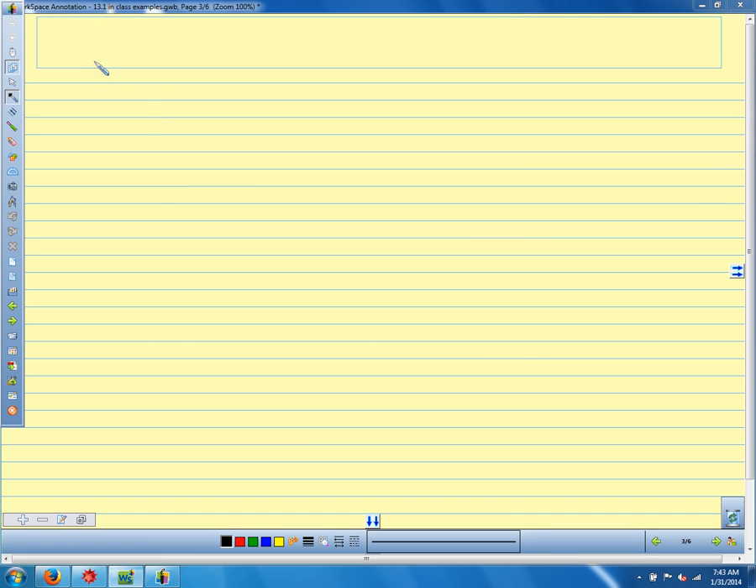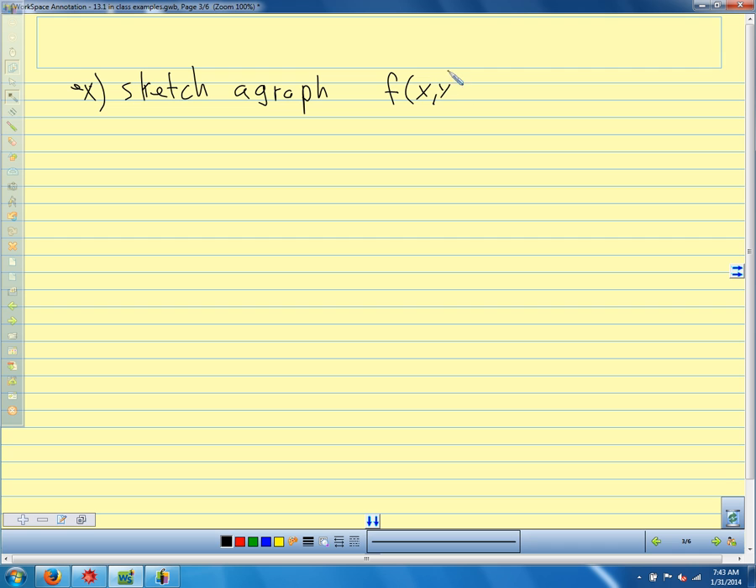So for this first one, we want to sketch a graph of this function. F of xy equals xy for x greater than or equal to 0, y greater than or equal to 0, and 0 elsewhere. So our domain of this function, looking at our definition of the function, what's the domain of this function going to be?